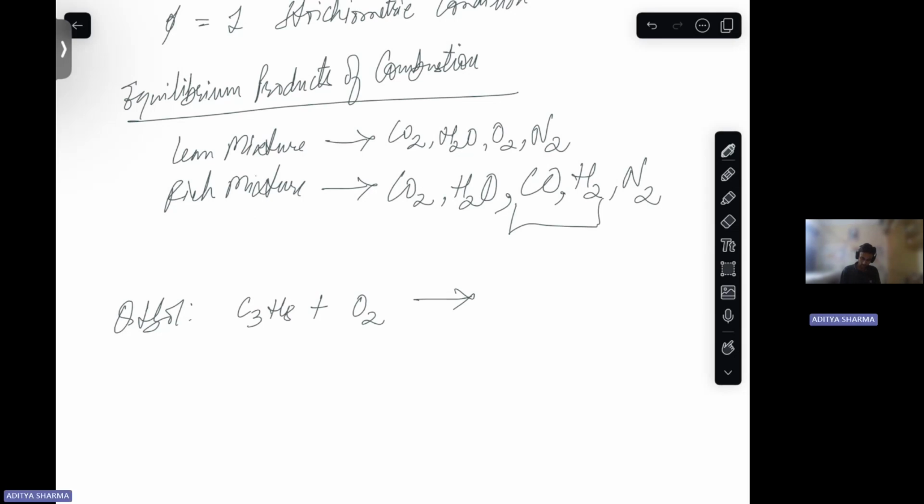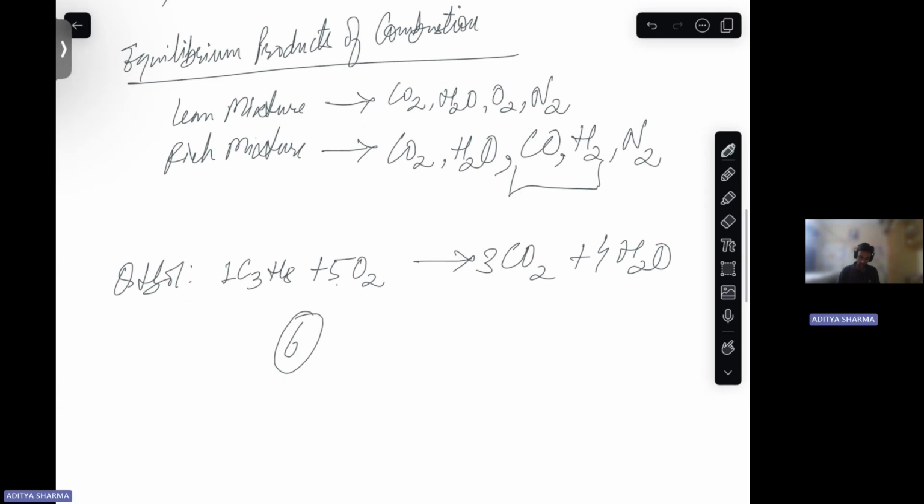Now if you balance this, what you will get? This. Now if you see, this is 1 mole and this is 5. So total 6 moles are there, right? And if you see this and this, there are total 7 moles. Right? So the question doesn't ask about the number of moles of each element, right?